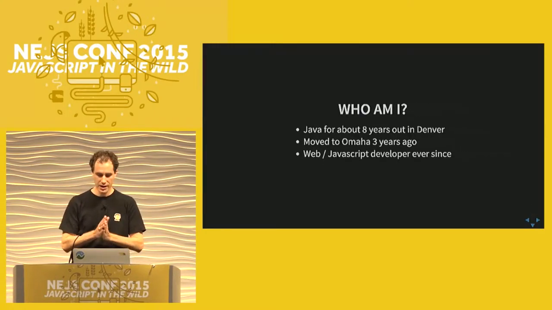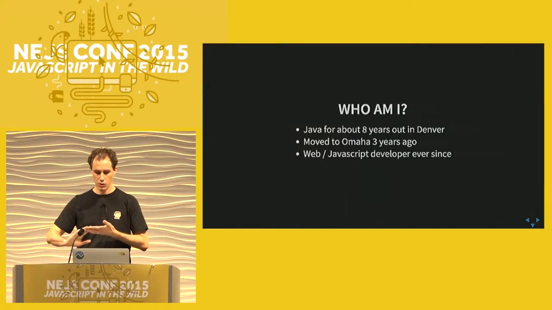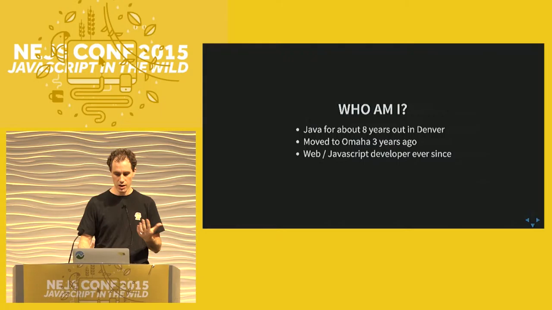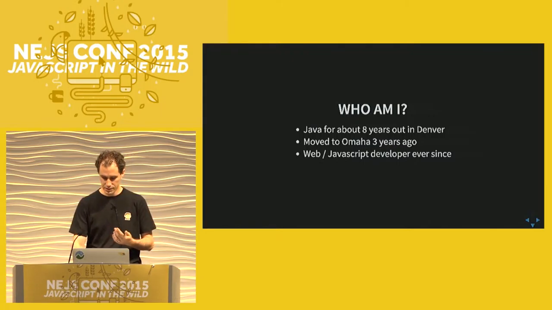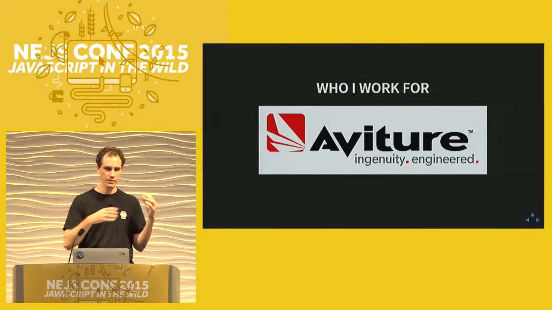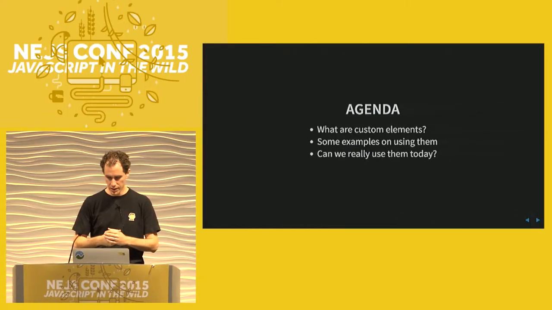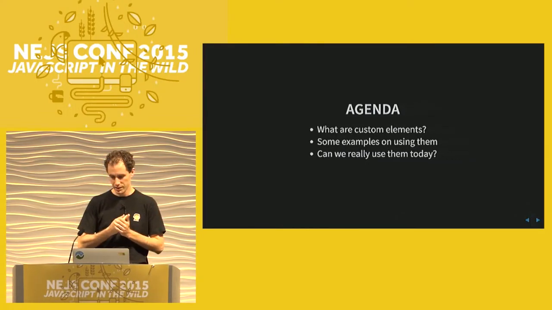Okay, so who am I? I did Java for about 8 years out in Denver, and then I moved to Omaha about 3 years ago. I'm really loving it, and I've been doing JavaScript and web development ever since. I work for a company called Aviture. We're based here in Omaha, kind of way out west by the highway. But we do a wide range of things, from startups all the way up to defense contracting. Really great company, and they help sponsor me for this stuff.